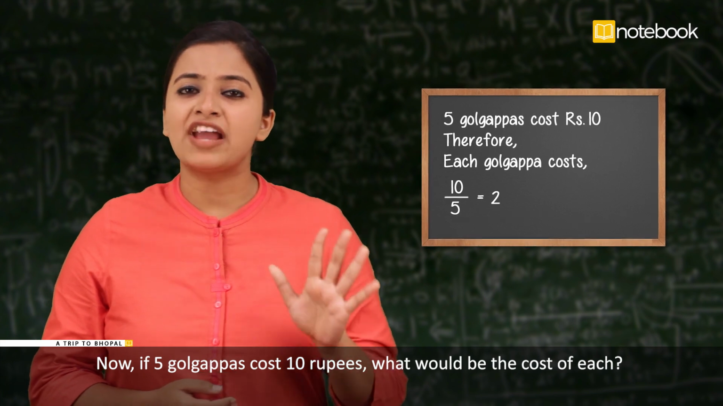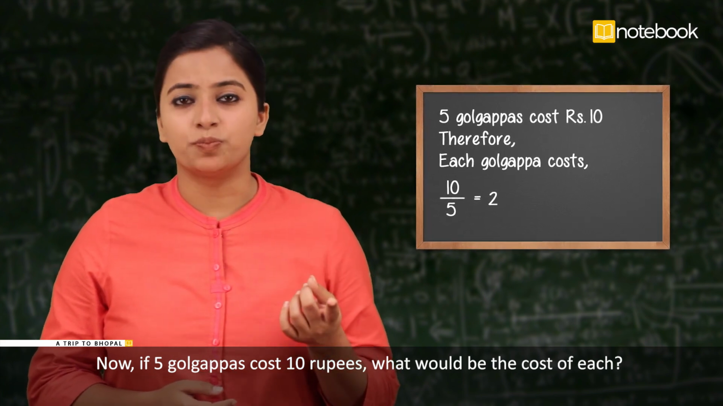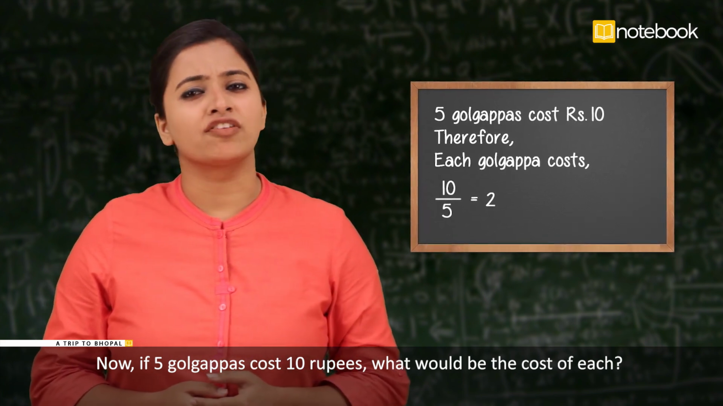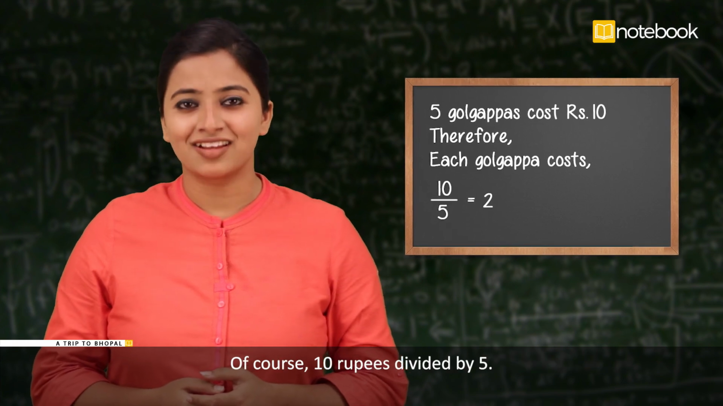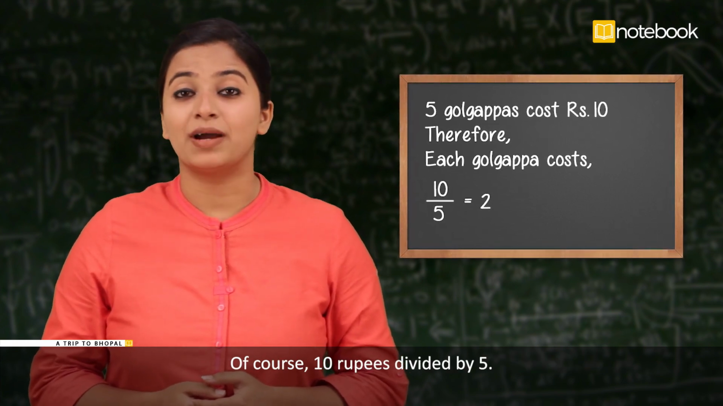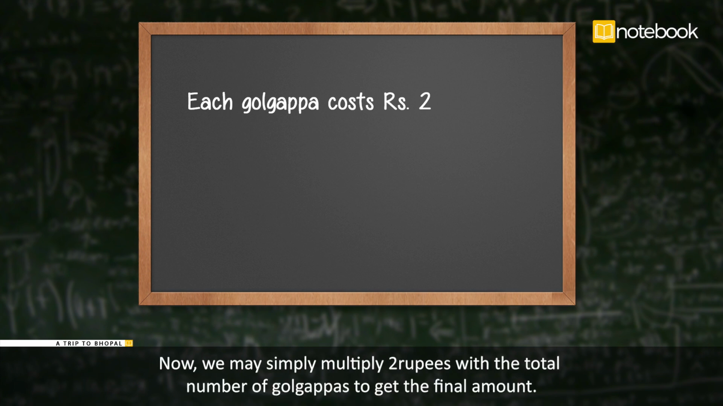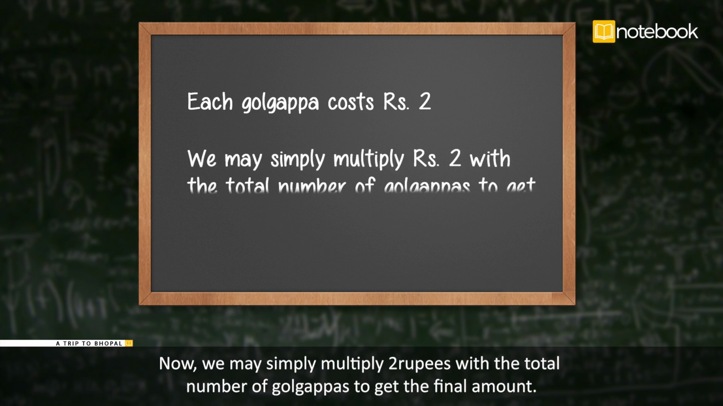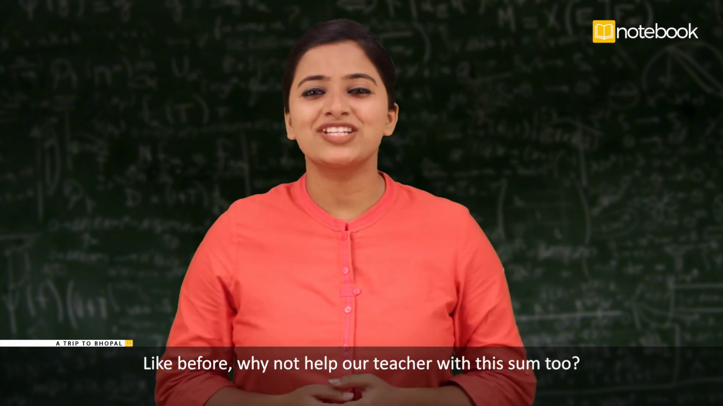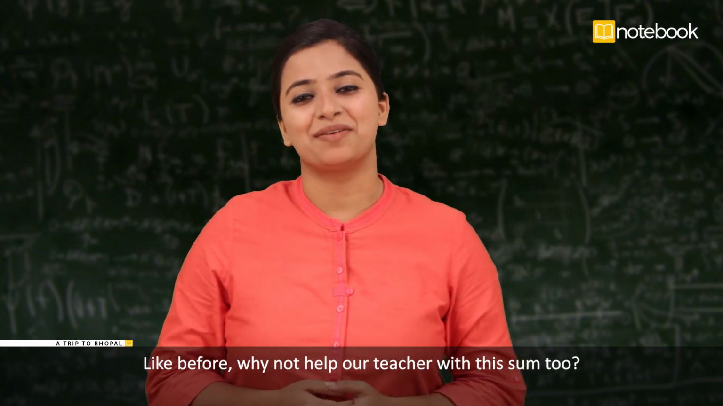Now, if 5 Golgappas cost 10 rupees, what would be the cost of each? Of course, 10 rupees divided by 5. From this, we find that each Golgappa costs 2 rupees. Now, we may simply multiply 2 rupees with the total number of Golgappas to get the final amount. Like before, why not help our teacher with this sum too?